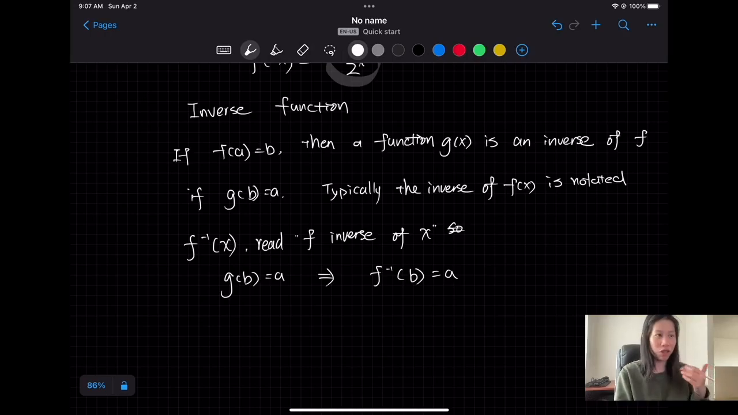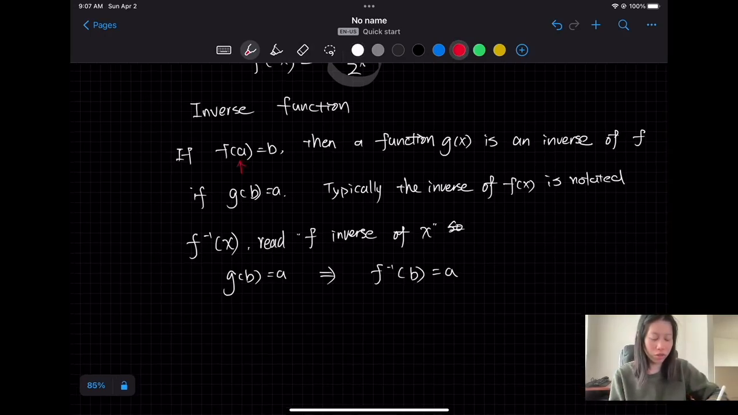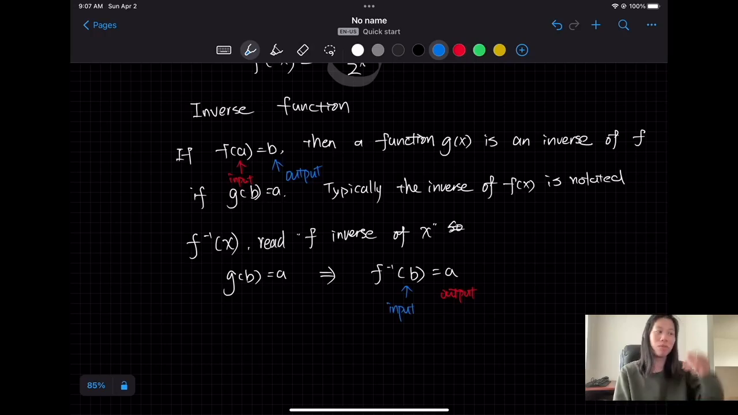The inverse function and the original function. Well, you may notice that the input of the original function becomes the output of the inverse function. Similarly, b originally was the output, right? And now it becomes the input of the inverse function. Things like that we see quite often, more than you think, every day in your life.